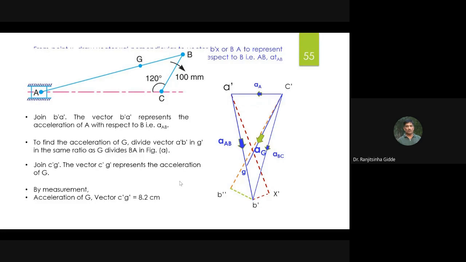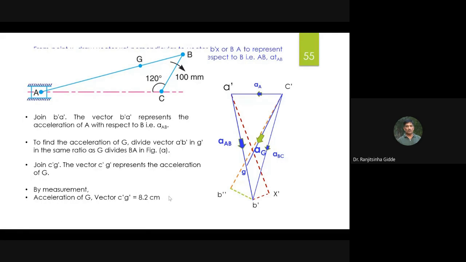So this value I have written directly from the book by referring to the final answer for the acceleration. So this is correct. This G point is below this dotted line. That means you have drawn correctly. Okay.